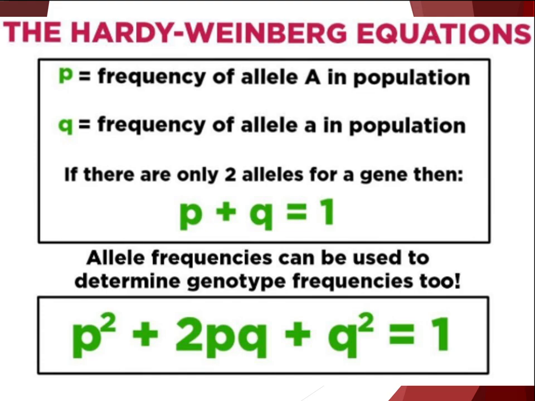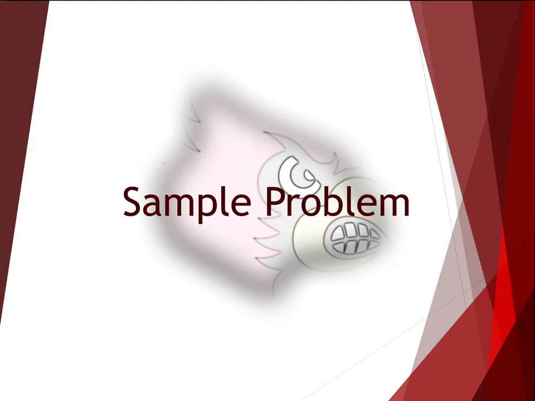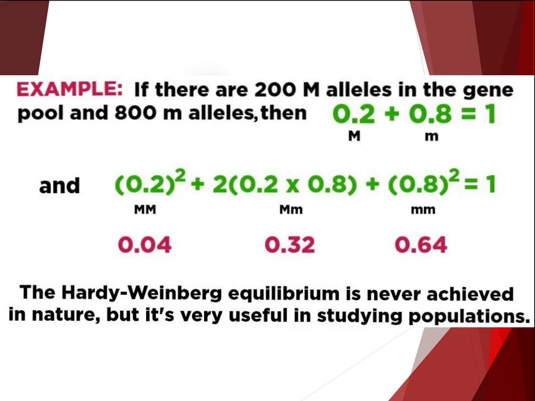The Hardy-Weinberg equation can be used to make predictions about future generations' genotypes. Here's a quick sample problem. If there are 200 big M alleles in the gene pool and 800 small m alleles, then we plug that into our equation. 0.2 plus 0.8 is equal to 1. In addition to that, 0.2 squared plus 2 times 0.2 times 0.8 plus 0.8 squared is all equal to 1.